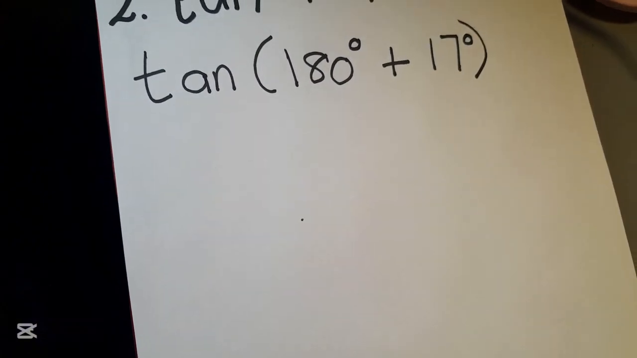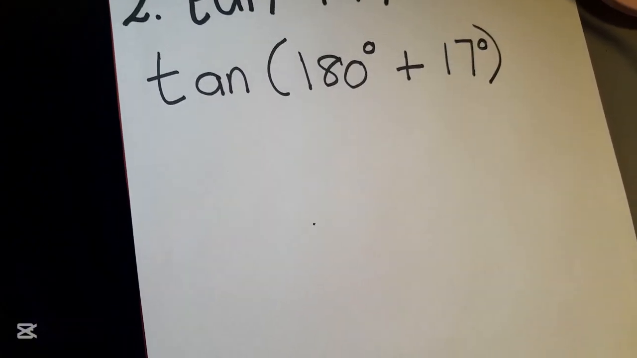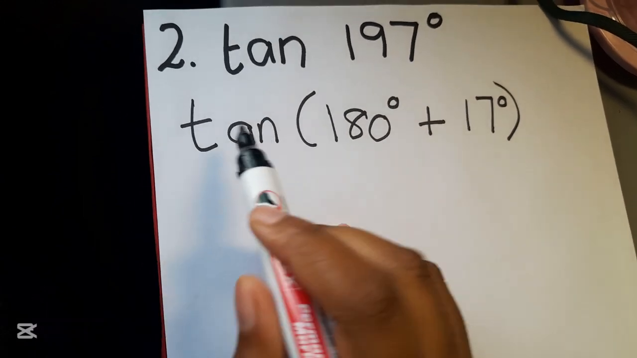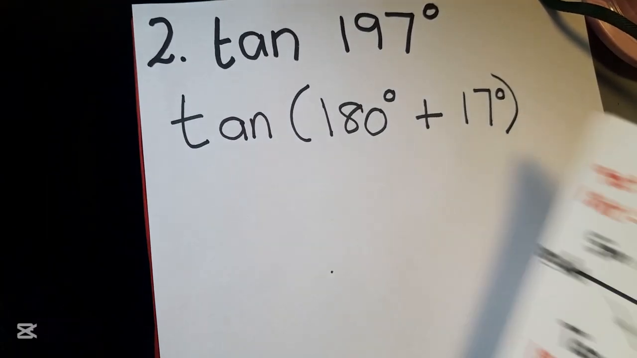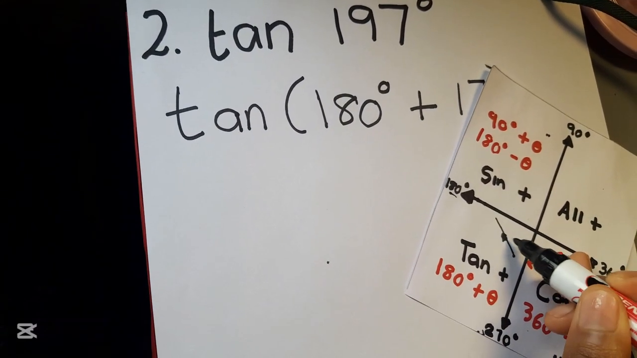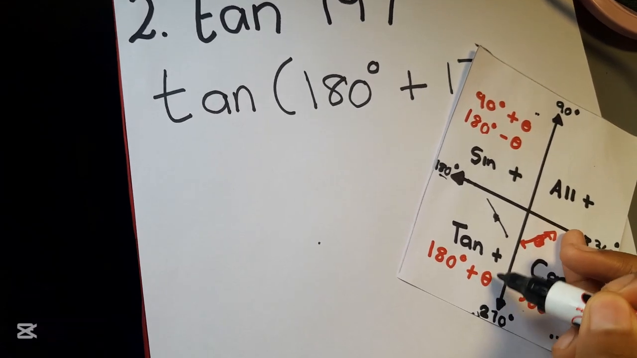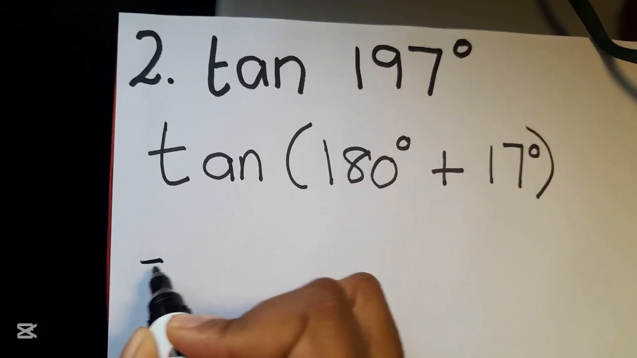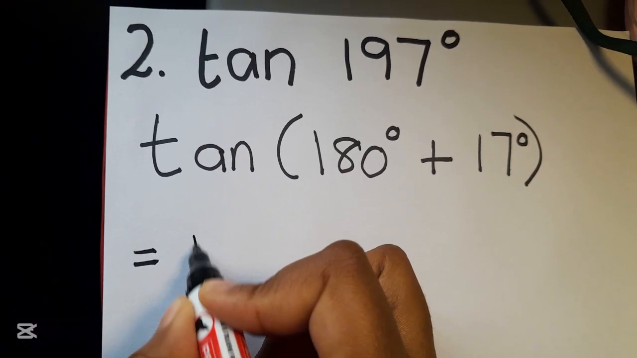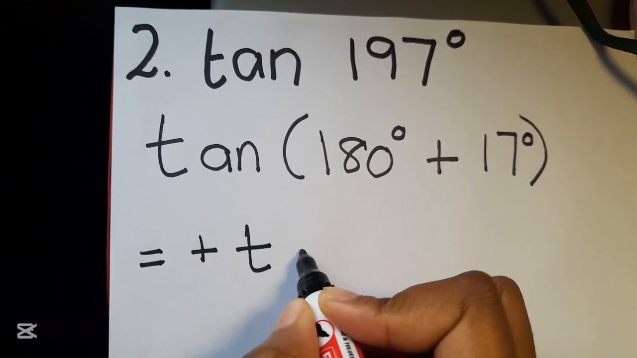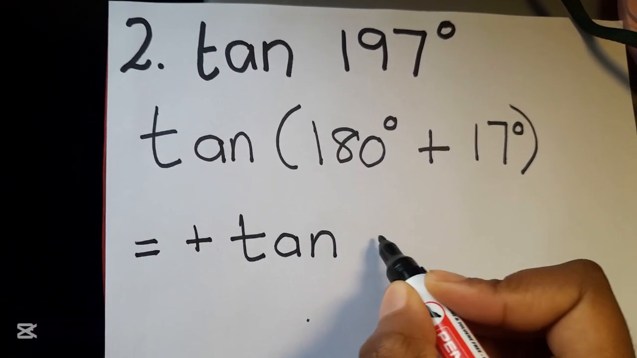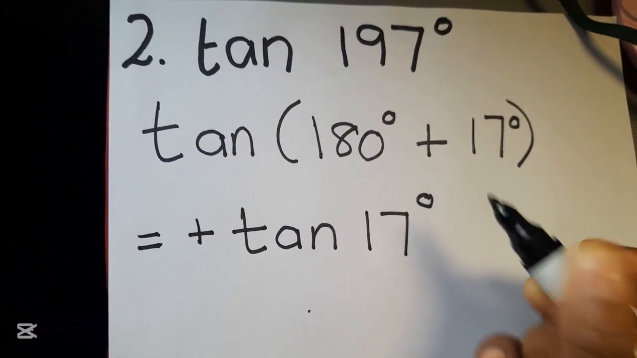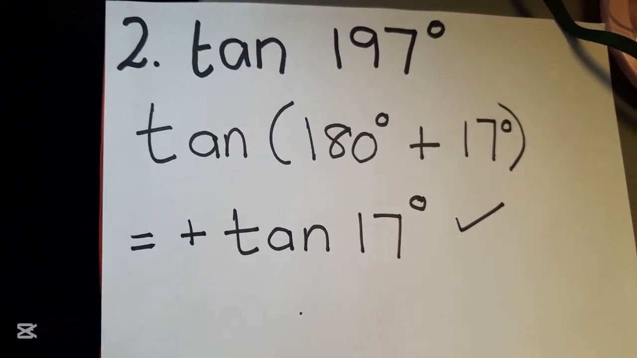From here, all you have to do is simplify. Since tan is positive in the third quadrant, which is where 180 degrees plus theta lies, our final answer is going to be equal to positive tan 17 degrees, and just like that you are done.